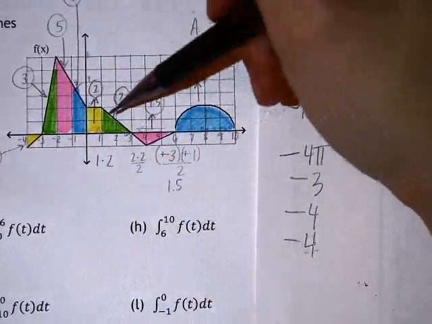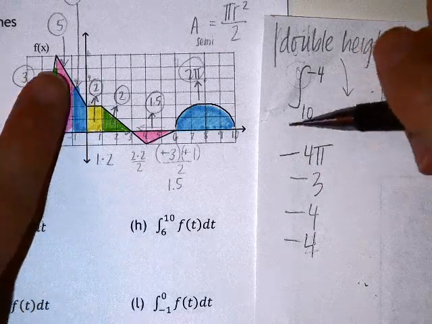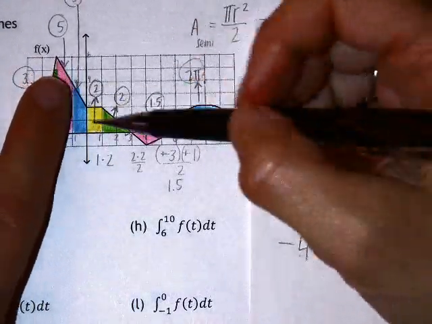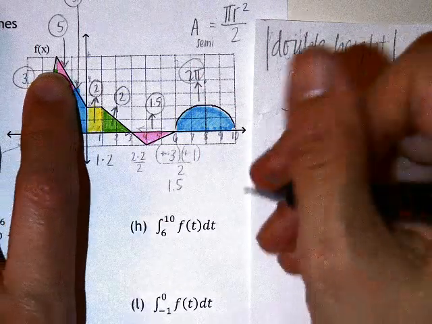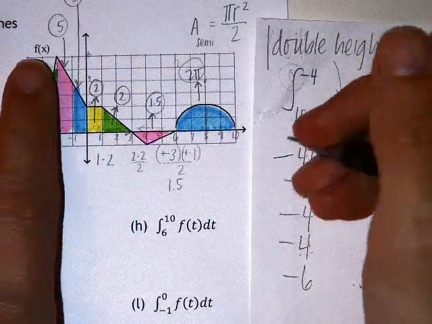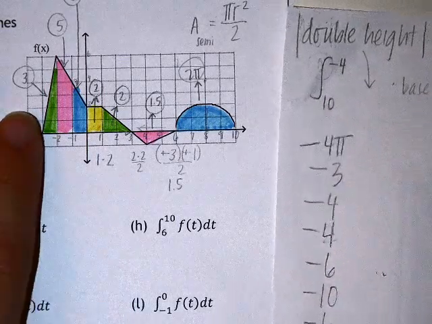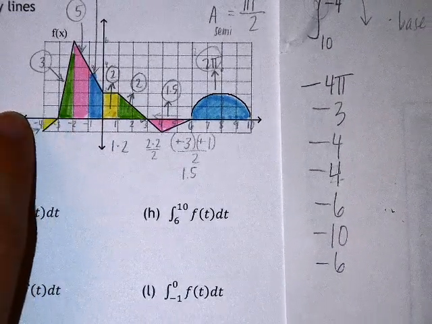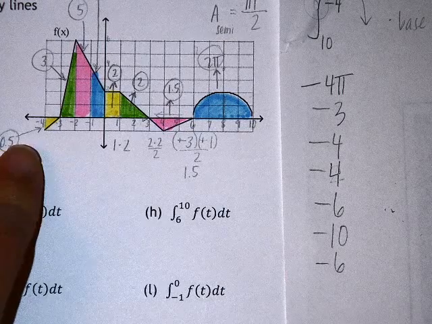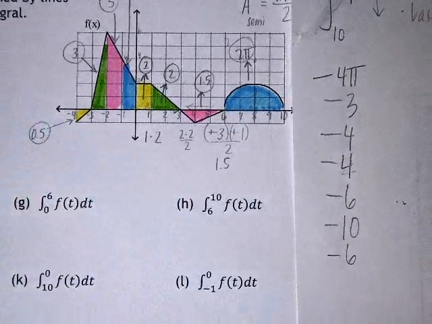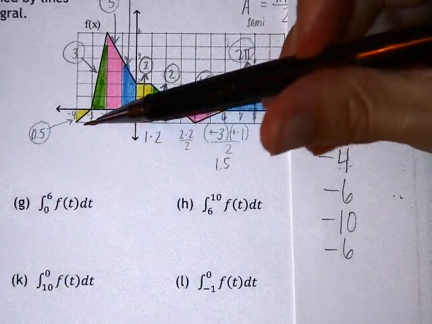So many things to juggle. Double, make it negative. Let's just go with that. Double, make it negative. Double, make it negative, next one would be -6. Double, make it negative, next one would be -10. Double, make it negative, next one would be -6. And double, make it negative. Be careful here just to make sure that we're thinking about it, because this one is also underground.